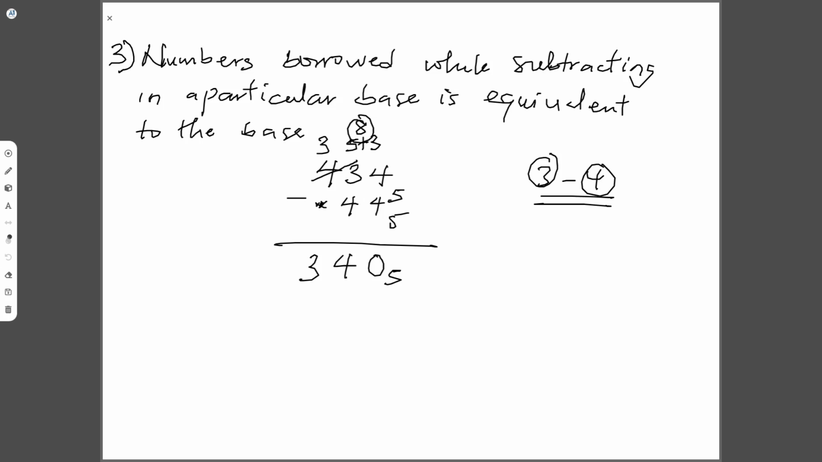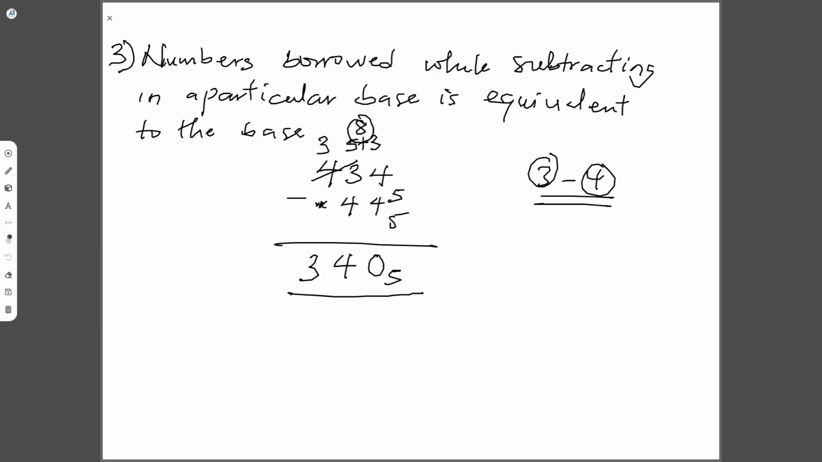And you can see that the final answers are all less than the base. The base is 5, and we have 3, 4, 0. They are all lesser than 5. So the number we borrowed while subtracting is equivalent to the base we are working with.